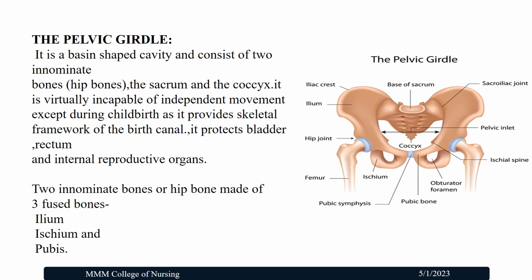We all know that, for example, in the case of the chest, the lungs are covered by the ribs. So some bones cover these soft organs. The same thing here: the uterus and the other pelvic and reproductive organs are secured and safely covered by the pelvic bone. These two innominate or hip bones are made up of three fused bones: the ilium, ischium and pubis.